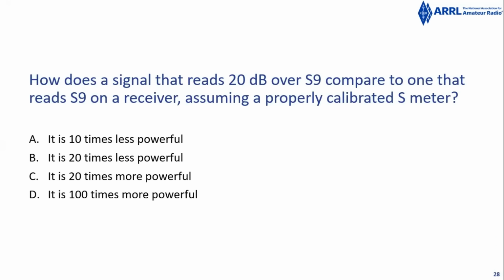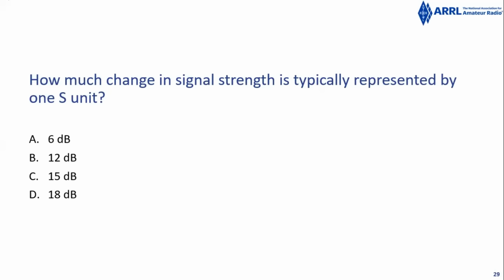How does a signal that reads 20 dB over S9 compare to one that reads S9 on a receiver? Assume a properly calibrated S meter. Well, if you recall, 20 dB, if you do the math, would be 100 times. So it's 100 times more powerful. D. How much change in signal strength is typically represented by one S unit? Okay.